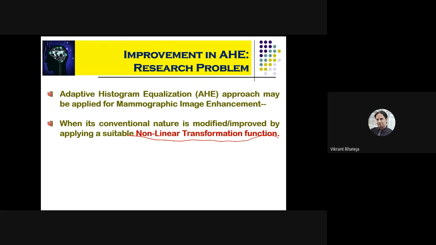This is just food for thought: sometimes we get restricted, thinking this is our known approach, histogram equalization, and it cannot be improved further. From the front end, the algorithm appears that it cannot be improved. But if we try to internally change the working algorithm, how? By changing the existing function with another suitable non-linear function, maybe you can improve this process. This is one area where the research problem can be selected in this domain.